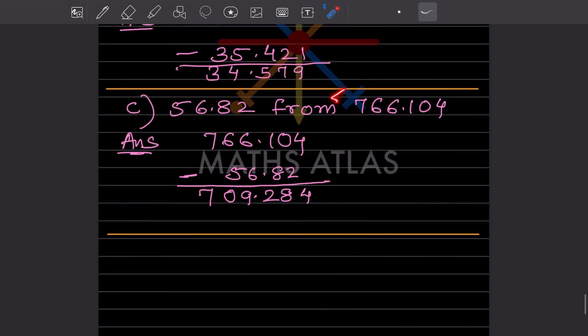Again here, the number after from should be at the start. And see here, this is 0.82. So even if you want, you can put a 0 here. That doesn't matter. But now others just write it like this.